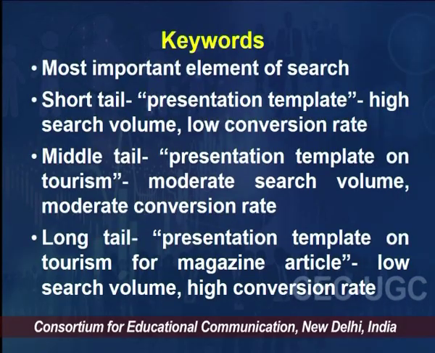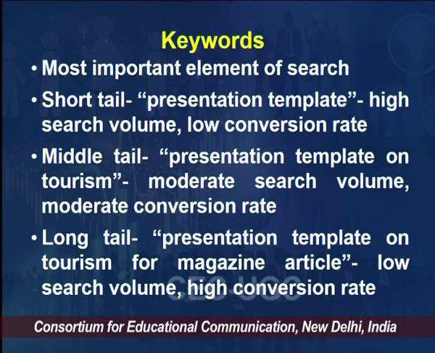So, what you type as keywords on the search bar is going to be a determinant of what comes back as the search results. Now, you can have three tails. At the shorter tail, people search with high search volume but low conversion rate. Then there are words which are not very generic but invite moderate search volume.